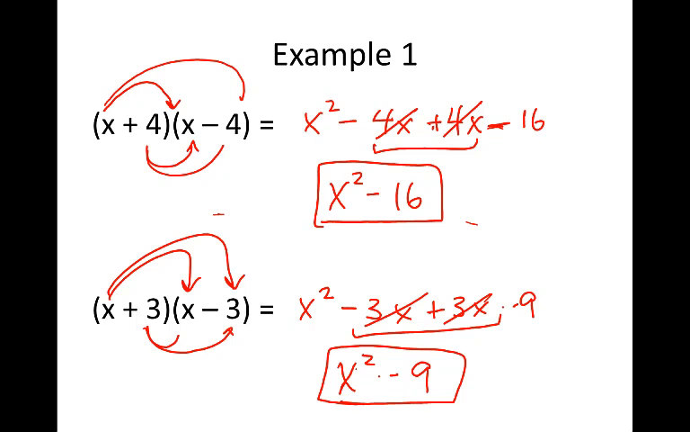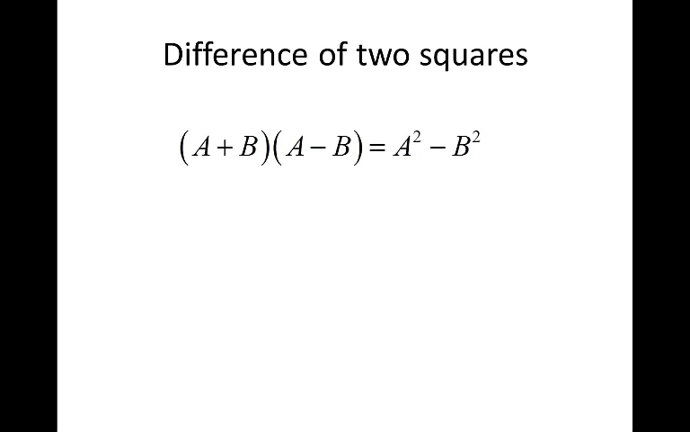So notice this is x plus 4 times x minus 4. The middle terms canceled out. x plus 3, x minus 3. The middle terms canceled out. So there's a pattern here. When we have a plus b times a minus b, the middle terms will cancel out, and we're just left with a squared minus b squared. And this is called a difference of two squares.